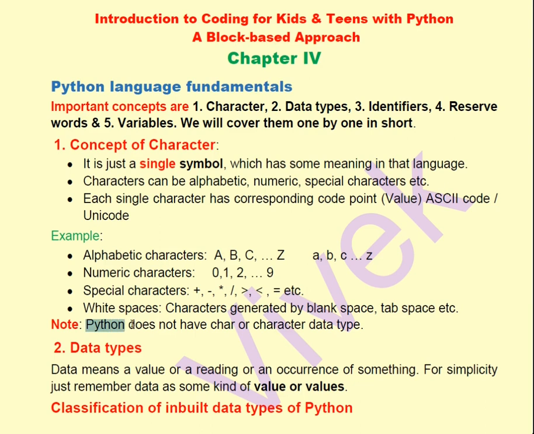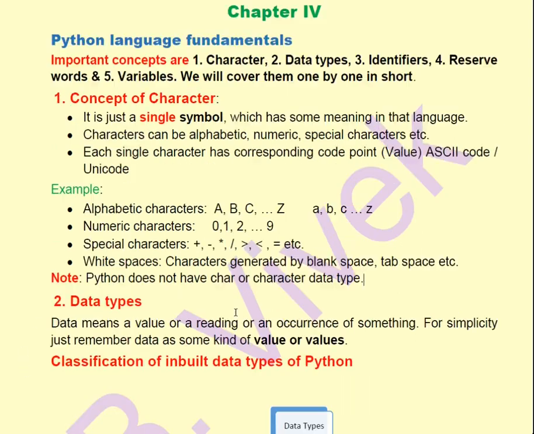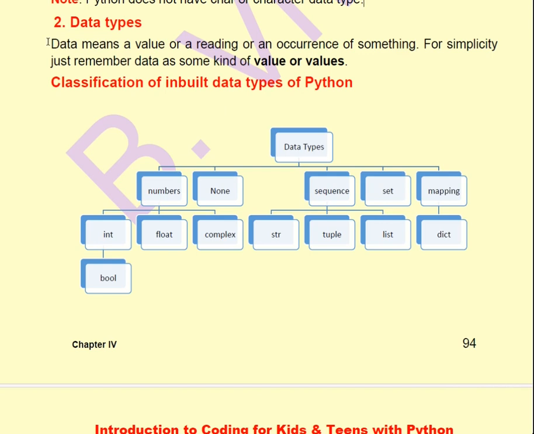Note, Python does not have a char or character data type. We have string in Python. A string with a single length can be considered as a character. The second concept is data types. Data means a value or a reading or an occurrence of something. For simplicity, just remember data as some kind of value or values.